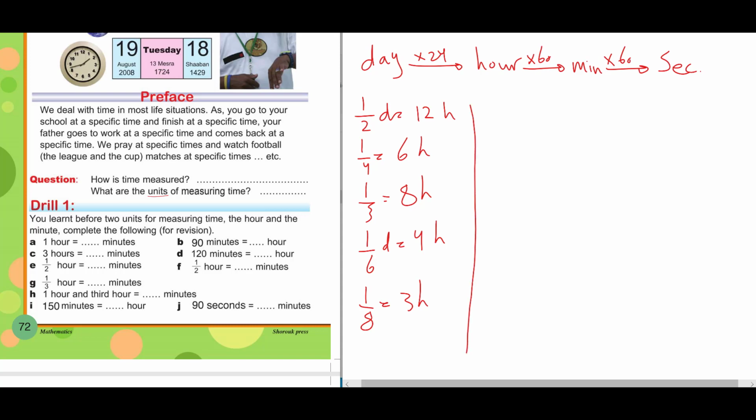Also, half hour equals 30 minutes, quarter hour equals 15 minutes, 3/4 hour equals 45 minutes.